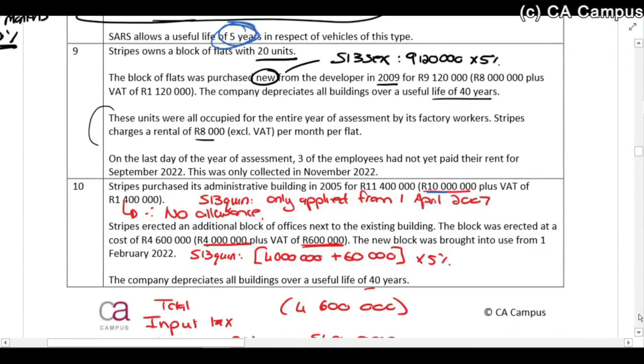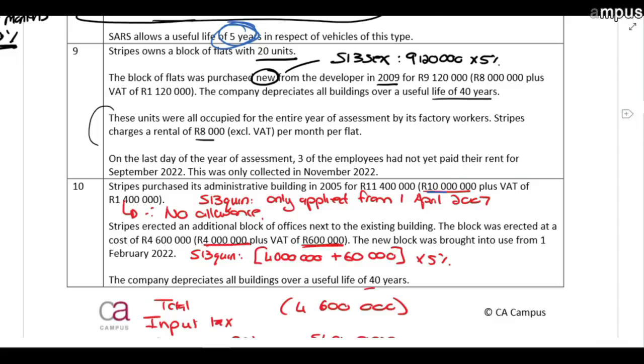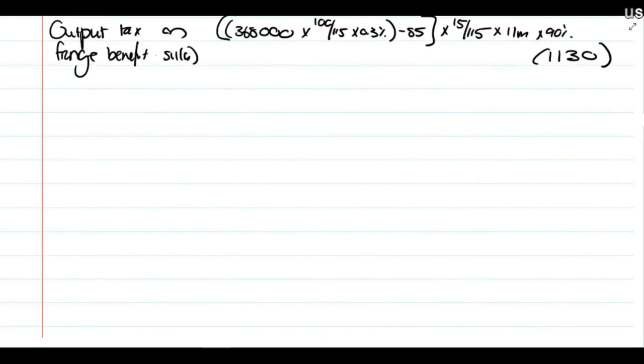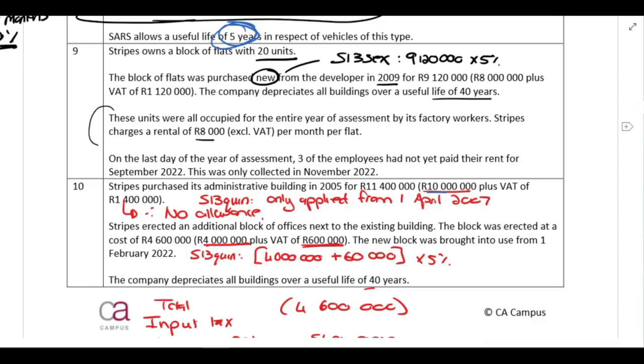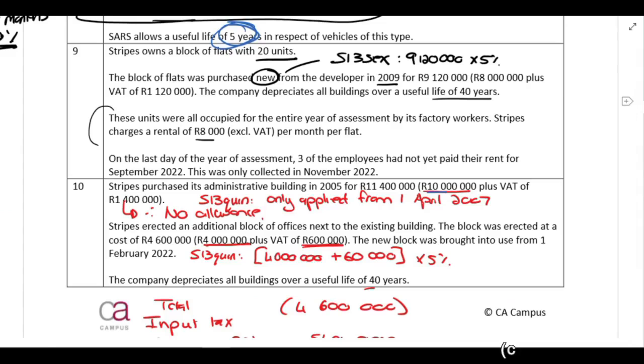Then we have the block of flats that was purchased. So we get a section 13 sex allowance. This is now number 9. And it is on the cost including VAT, because we wouldn't have been able to claim the VAT because it was used for residential accommodation only.